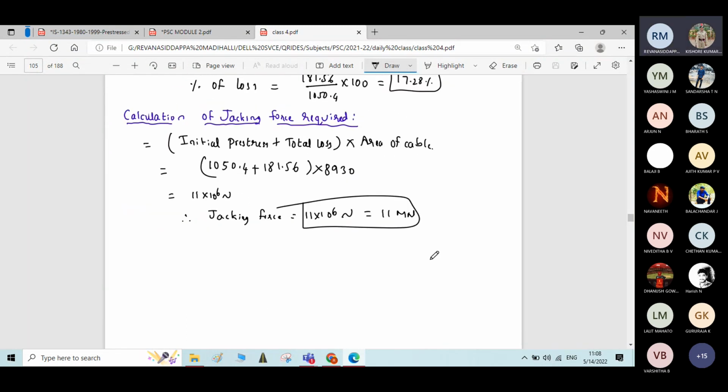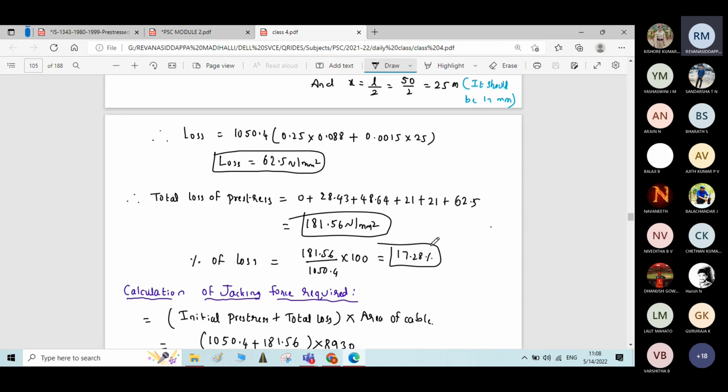Sir, once again repeat the step of loss due to friction. Sir, loss due to friction? Okay. Yes, sir.